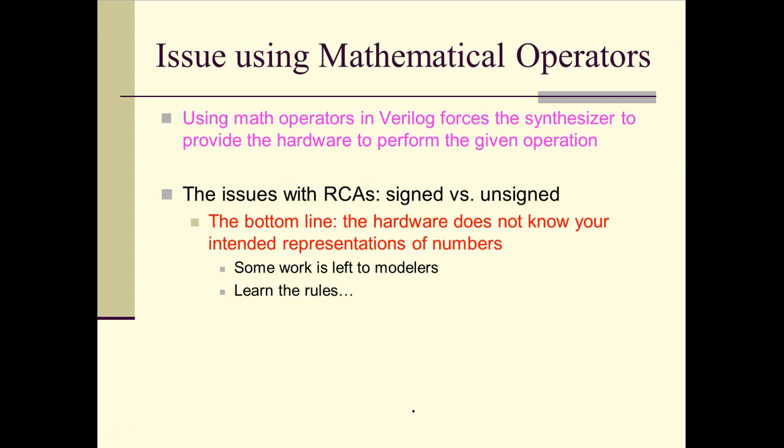So the issue with using mathematical operators in Verilog is that they essentially generate hardware. So if I drop down an addition operator, that means the synthesizer is going to provide some type of adder in the hardware that it generates. Now the issue is, what type of adder is it? I don't really know. You could figure it out if you spent time looking at it. I've just not spent the time looking at it.